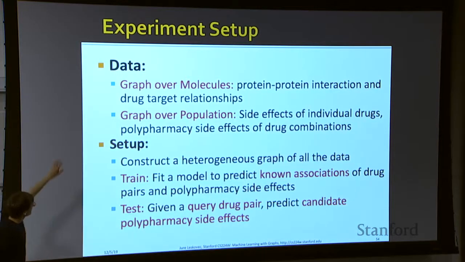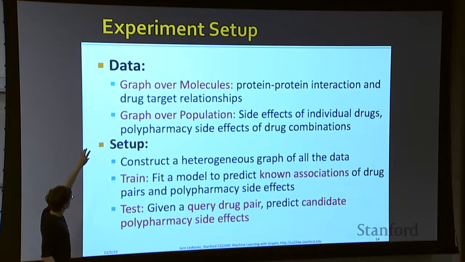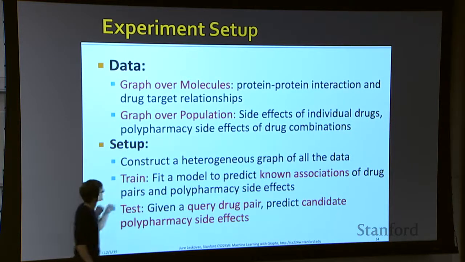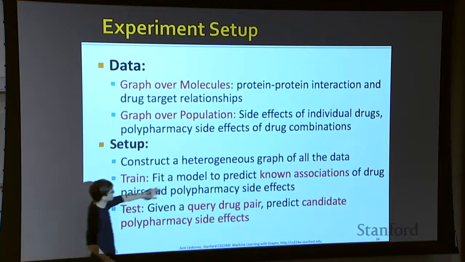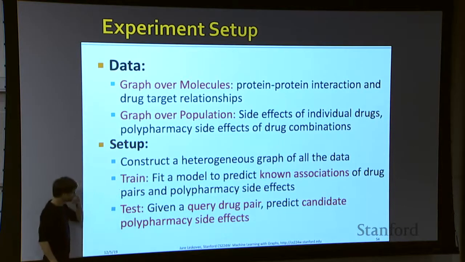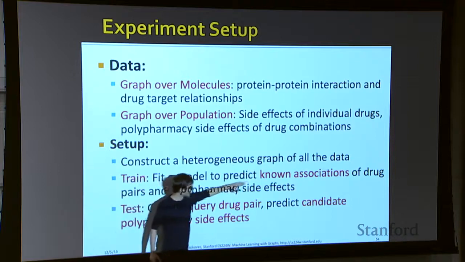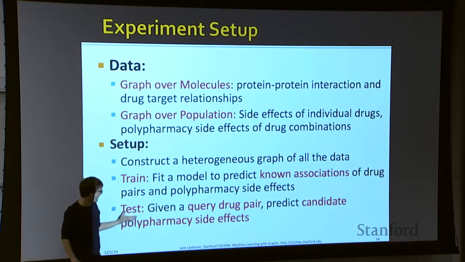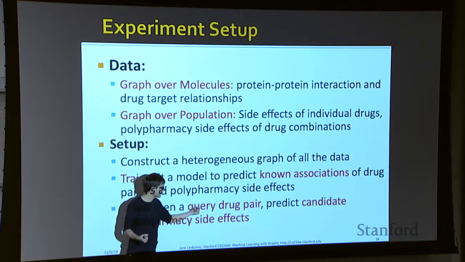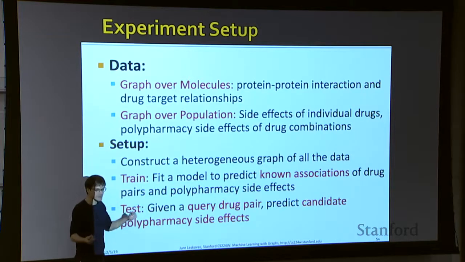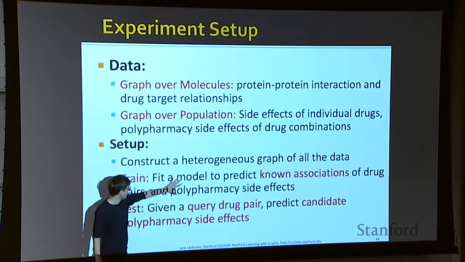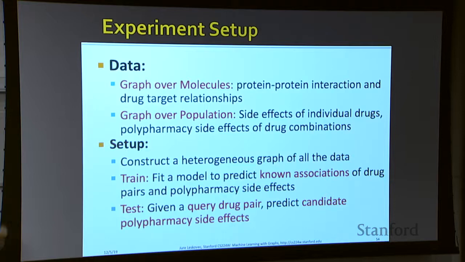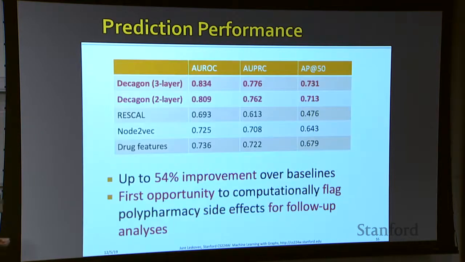So we will have a protein-protein interaction network and drug-target relationships. And then we'll also have the side effects between different drugs. We will construct a heterogeneous graph out of this data. We will train the model to predict known side effects between drugs, and at test time, given a pair of drugs, we want to predict what side effects they may cause. And we will use some set of known side effects to train and some other set of known side effects to test. So now the question is, how well are we able to do this?